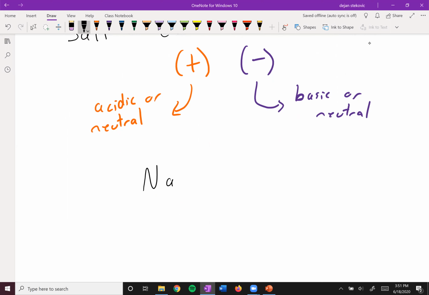So first up, we have sodium chloride, right? Sodium does not have an H plus and is not our iron or aluminum 3 plus, so it overall is neutral.